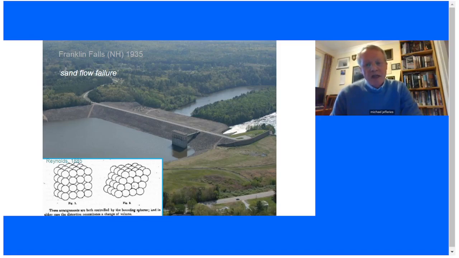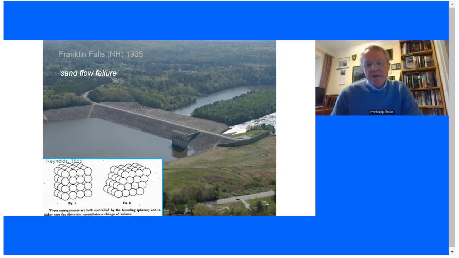Now, Reynolds' observation was, I can arrange spheres in various packings. And the packing on the left is the loosest possible theoretical packing of equal-sized spheres. That's the face-centered cubic array. The packing on the right is the densest possible packing of spheres. That's the body-centered cubic array.